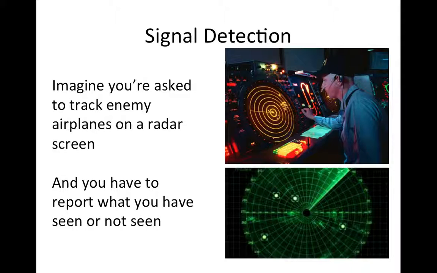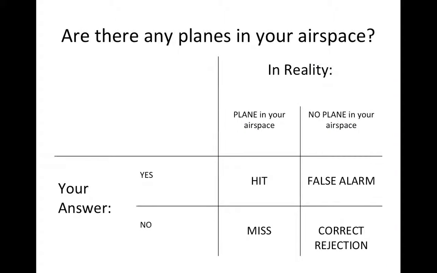To set up the theory of signal detection, let's talk about a test case, so to speak. Imagine you're asked to track enemy airplanes on a radar screen. This is a radar array, and there's a man sitting and looking for airplanes in his airspace, and periodically you have to tell somebody else what you've seen or not seen. In reality, what they're asking is, are there any planes in your airspace?